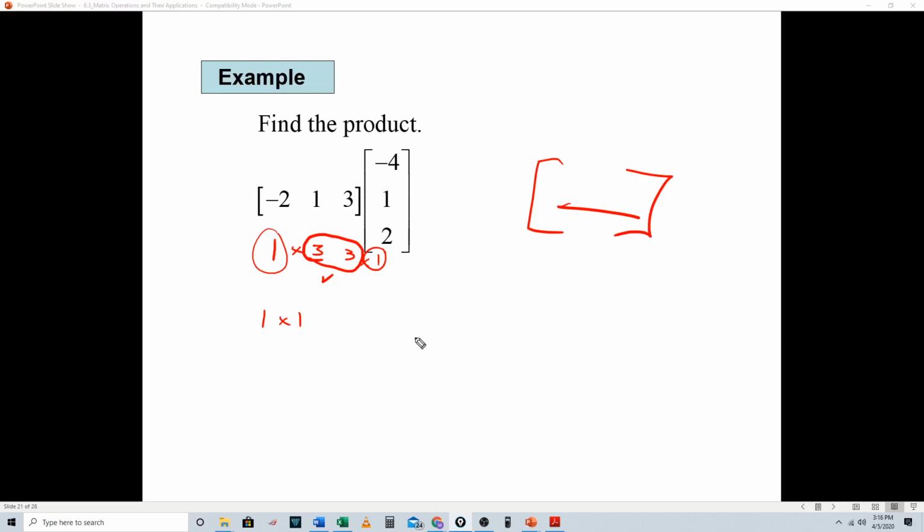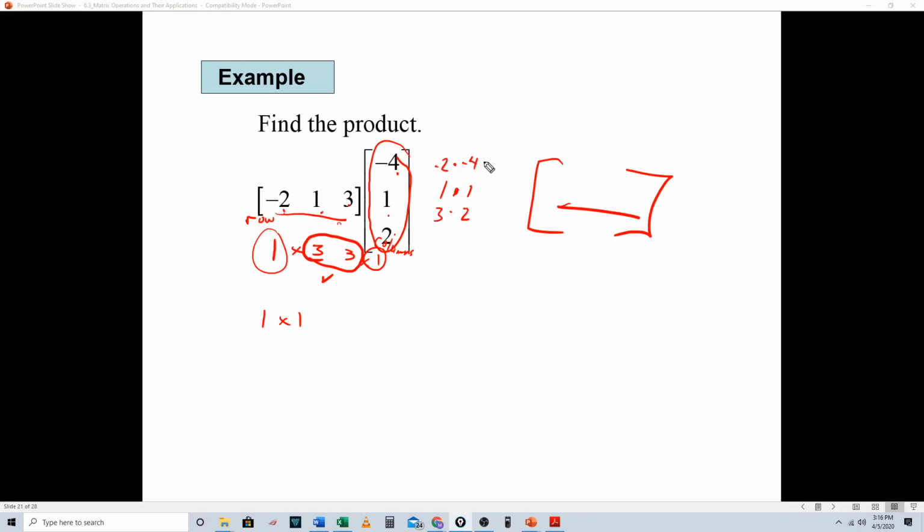Now, the question is, how do we multiply them together? Okay. We multiply them by taking the row of the first matrix times the column of the second. So row times column. And we multiply the position. So first number in this row times the first number in that column. So -2 times -4. Okay. Second number times second number. 1 times 1. And then third number times third number. 3 times 2. So it's position times position.